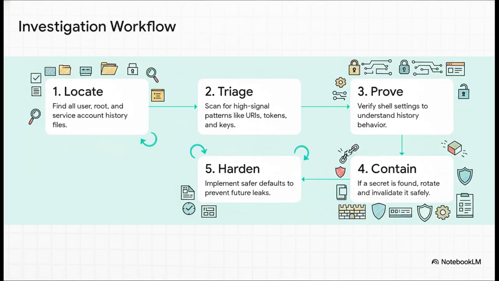So let's just put it all together. Here is the entire workflow in 5 clear, simple steps. 1. Locate all the history files. 2. Triage them for high-risk patterns. 3. Prove how the shell is actually configured before you draw any conclusions. 4. Contain any secrets you find. And finally, 5. Harden the system to prevent it from happening again. It's a clean, repeatable loop.